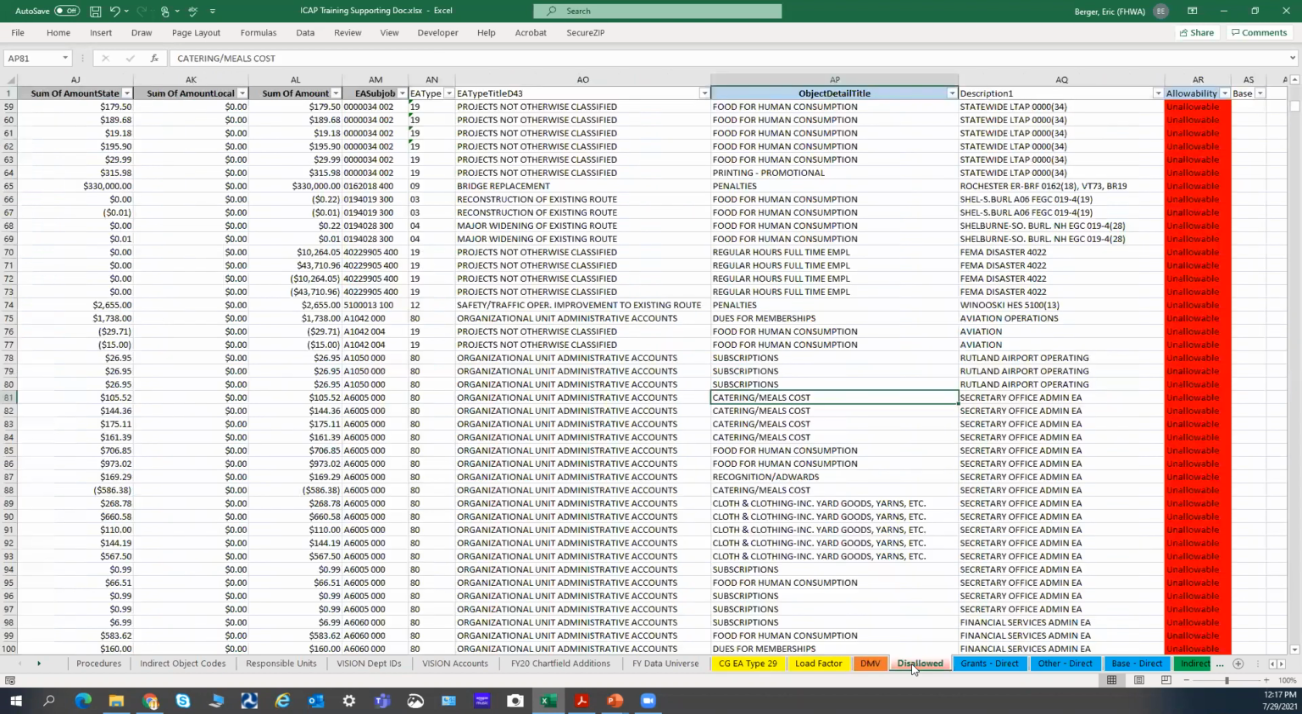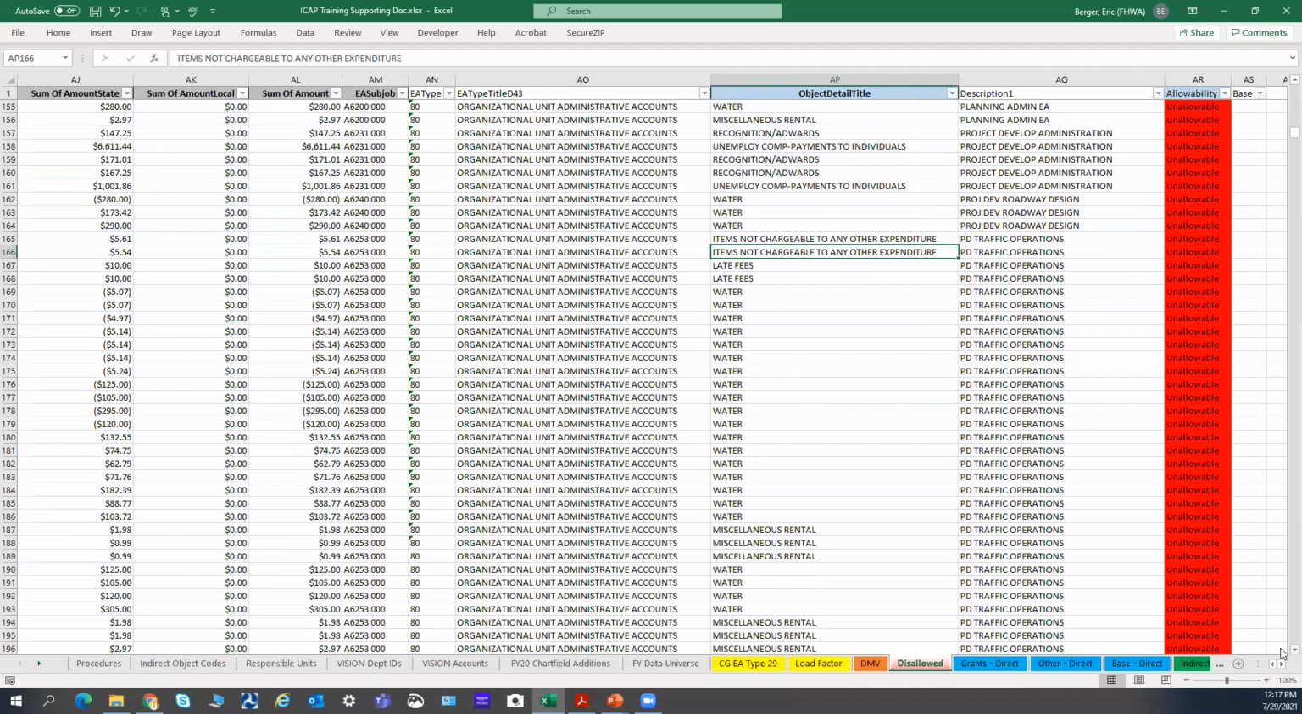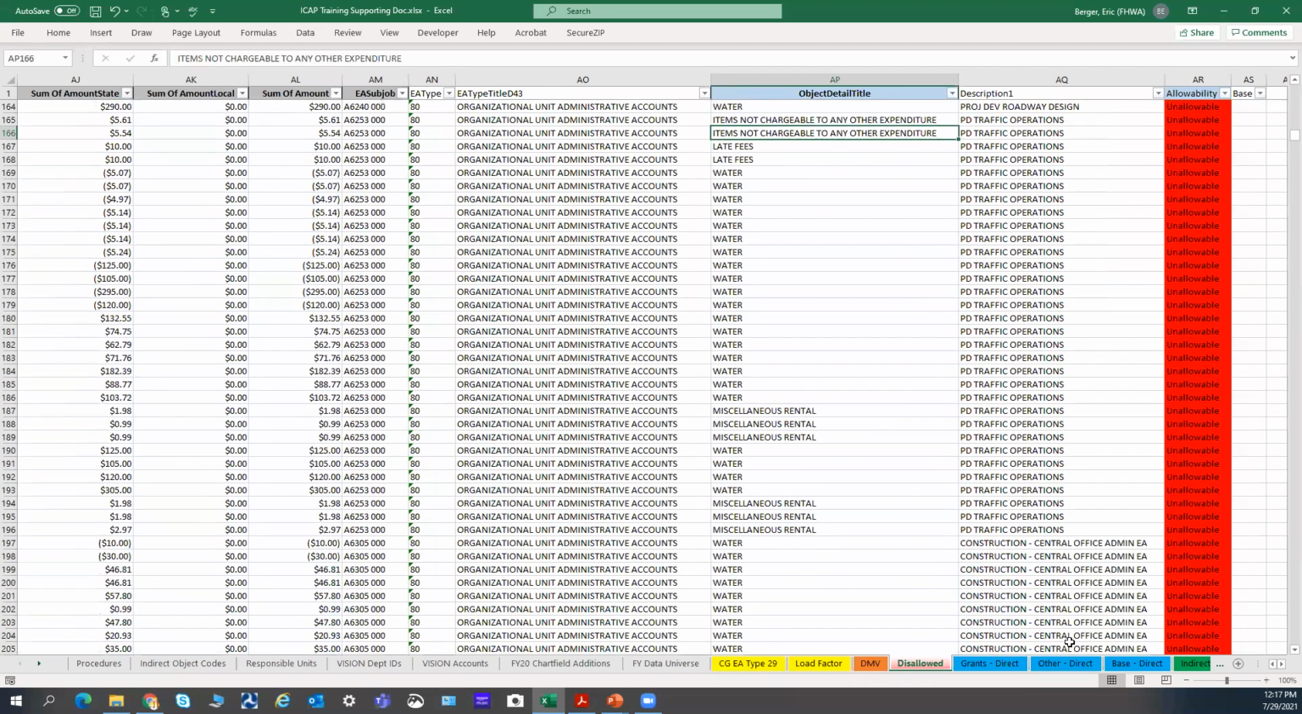Here are your unallowables. I did the filter a few minutes ago on the universe, but here they've done the filter and removed the data over into one sheet. And once again, you can look at it if you're interested. Here's the object detail, recognition awards, but you can get an idea that they have an understanding of the cost principles and unallowables. That's the important thing, that what we're seeing is accurately represented.